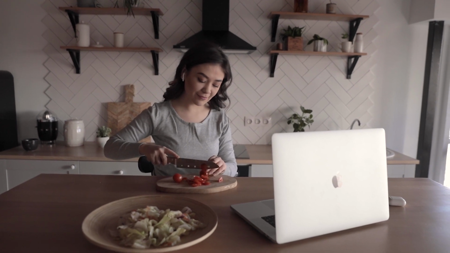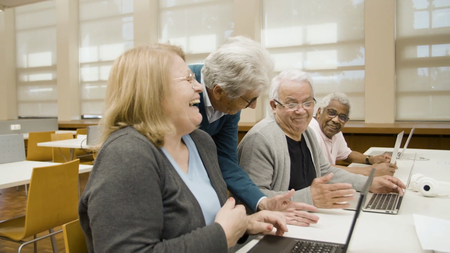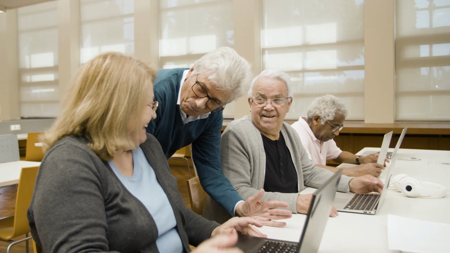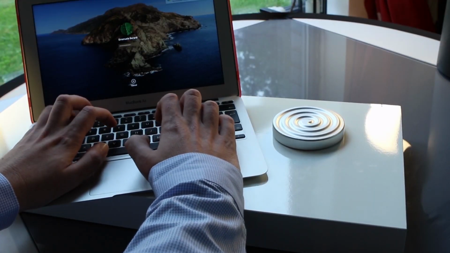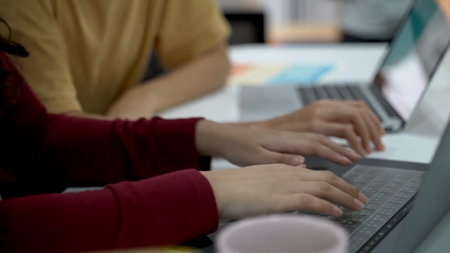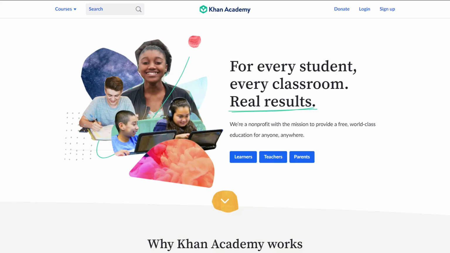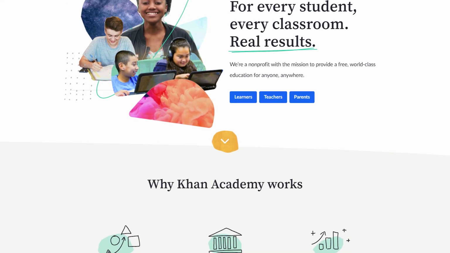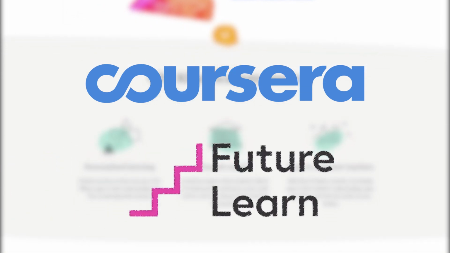One of the main advantages of e-learning is learning at your own pace. The learners can log on to the portal whenever they wish and access the course. There is a vast amount of MOOC platforms. Most notable are Khan Academy, Coursera, and FutureLearn.